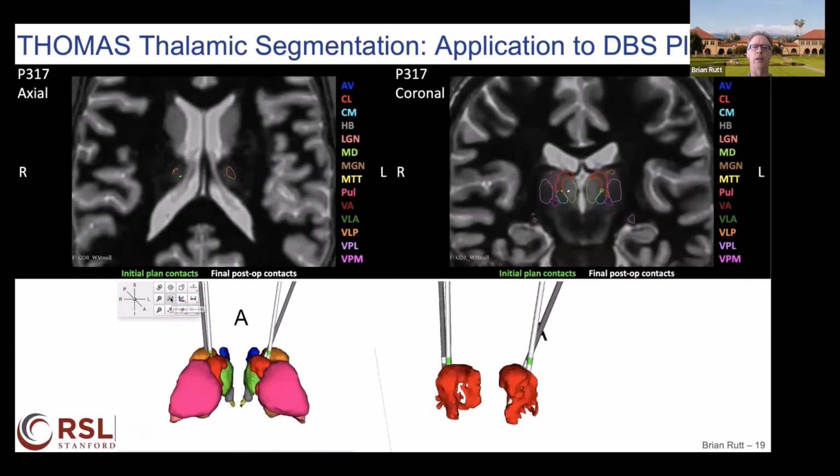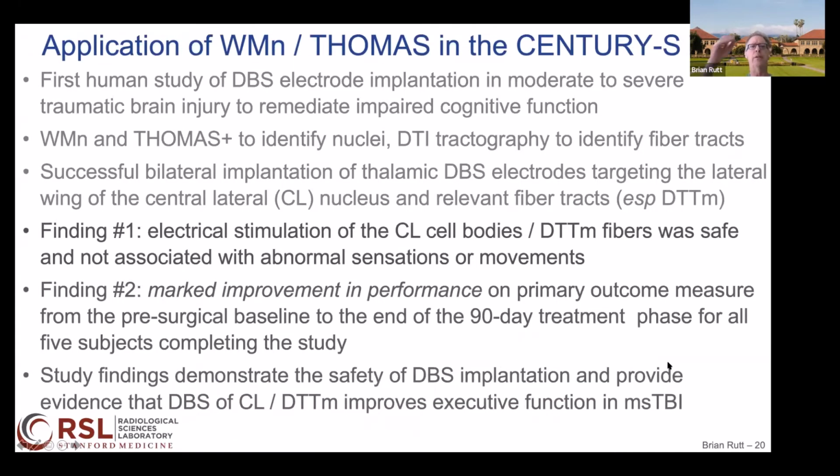fiber tracks. And so we've done actual 5 subjects in this Century-S trial, which is an NIH Brain Initiative funded trial. It's the first human study of DBS implantation in moderate to severe traumatic brain injury to remediate impaired global function, impaired cognitive function, I'm sorry.